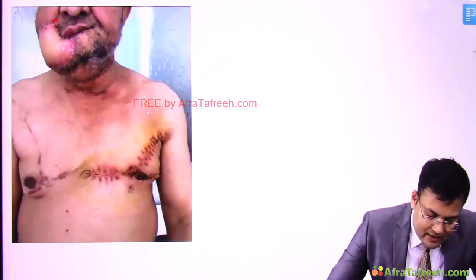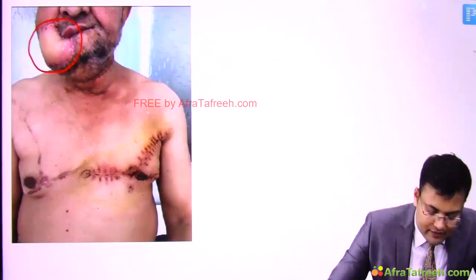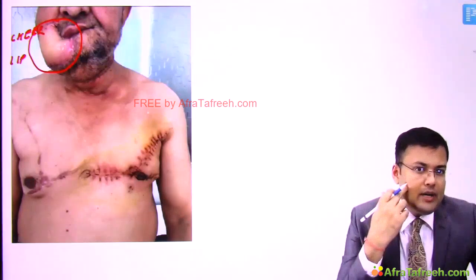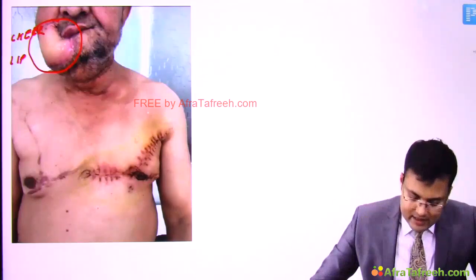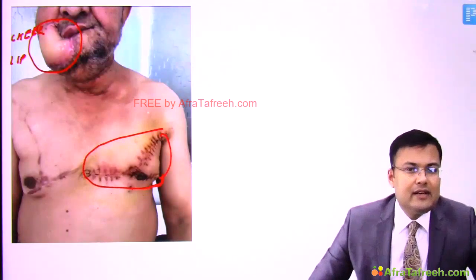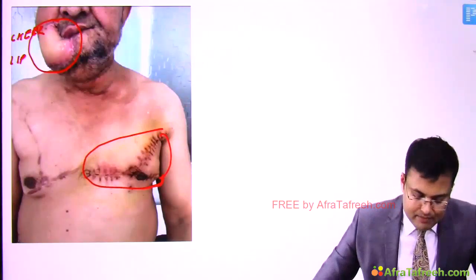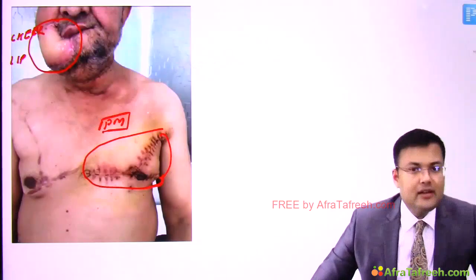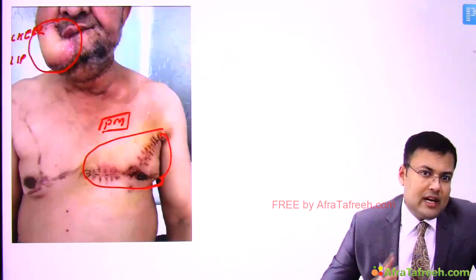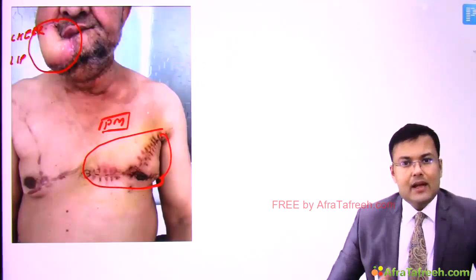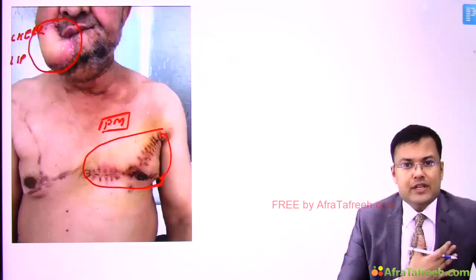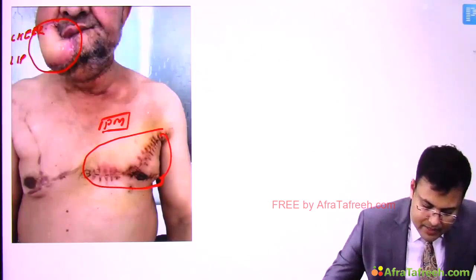Here you notice that this patient develops what? The defect of cheek and lower lip. So you notice there is defect of cheek and lower lip, and this defect is being covered from which area? If you notice here, there is scar. It means we have taken the flap from the pectoralis major, and we have taken the muscle as well as skin. So if muscle and skin both are taken, it is known as myocutaneous flap, and if it is taken from pectoralis major, the name is pectoralis major myocutaneous flap. In short, this is known as PMMC flap.